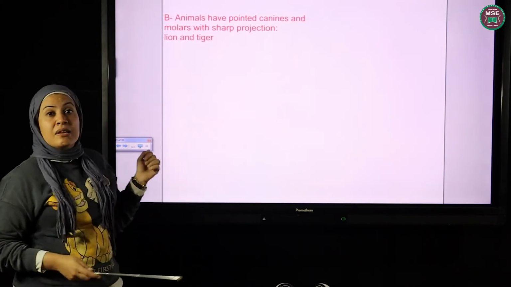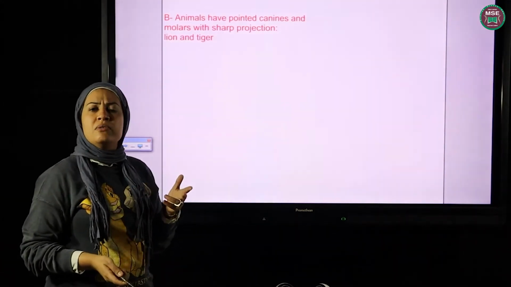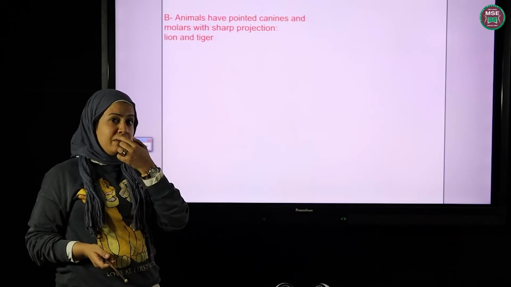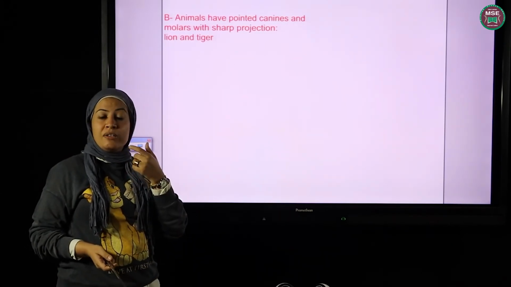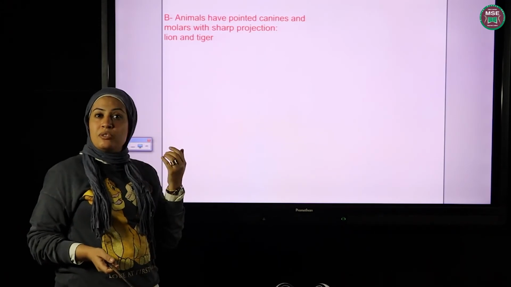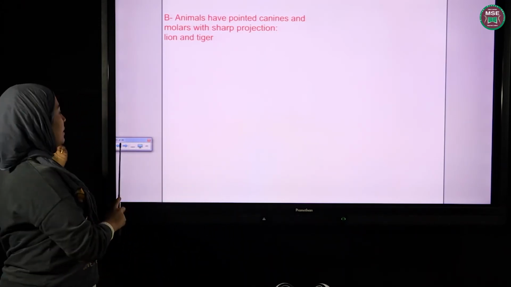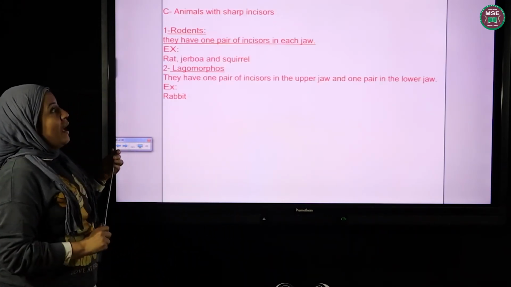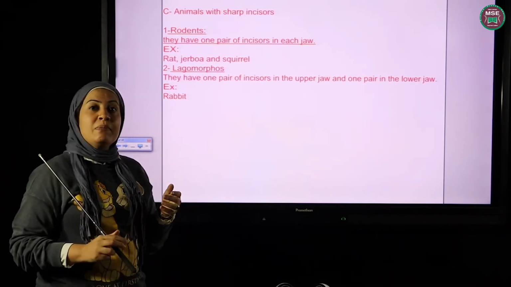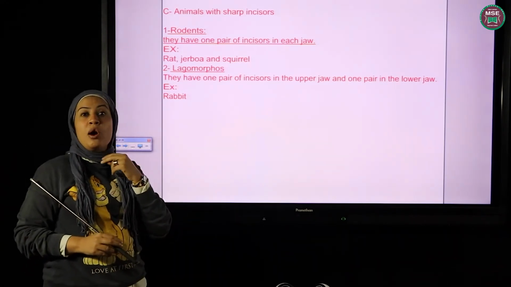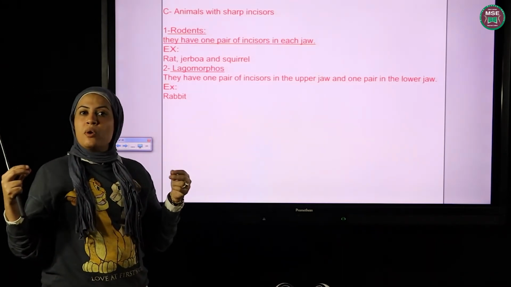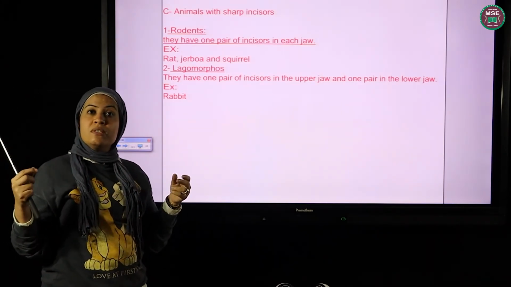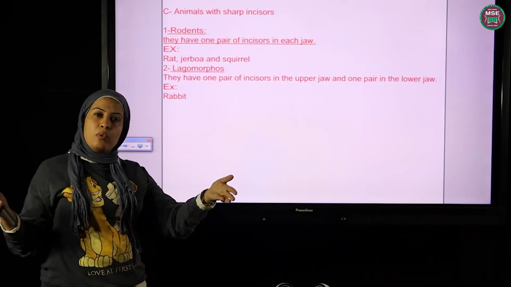Now we will talk about the types of animals that have sharp canines, with sharp projections on the molars, like tigers and lions. And I have some types of animals that have sharp incisors. We classify them according to the type and number of incisors, into rodents and lagomorphs.